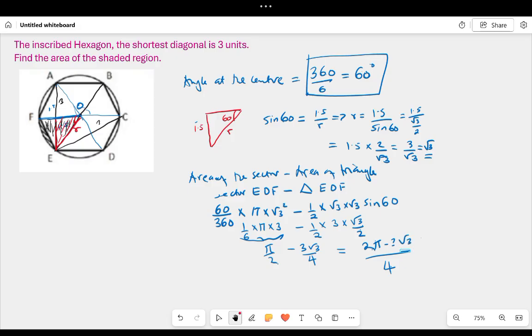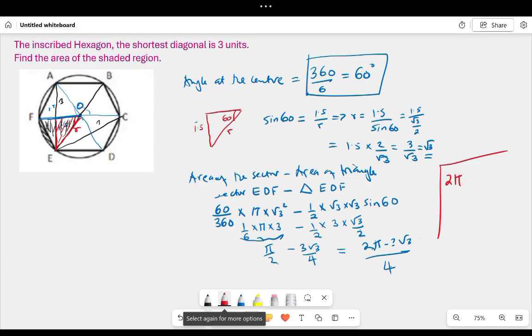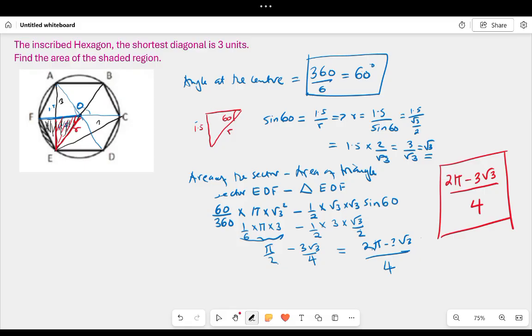All right. So we can therefore conclude that the area of the shaded part is simply equal to 2 pi minus 3 times the square root of 3, divided by 4, square units.